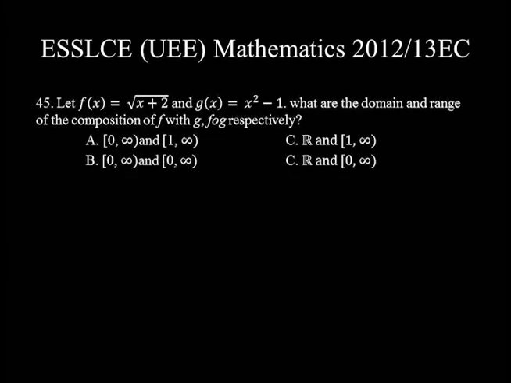Question number 45. Let f of x is equal to square root of x plus 2 and g of x is equal to x squared minus 1.